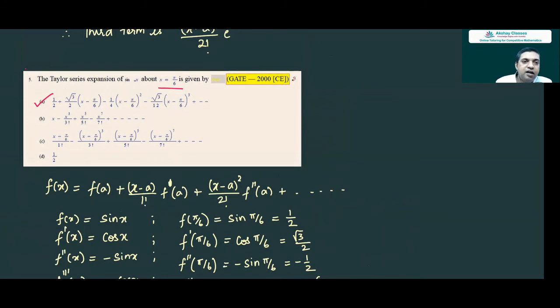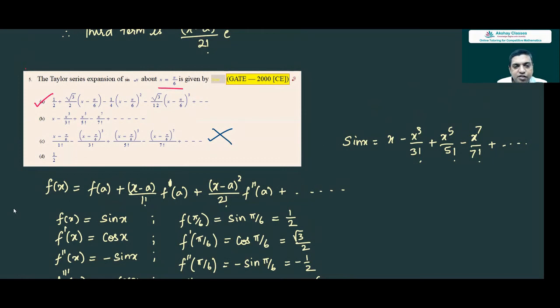Now students generally in haste can make this mistake that sine x is x minus x cube by 3 factorial plus x power 5 by 5 factorial minus x power 7 by 7 factorial, and so on. So if I have to expand about x equal to pi by 6, I replace x by x minus pi by 6, x minus a. That's a mistake, because this is the expansion for Maclaurin series about x equal to 0. So these terms are derivatives at x equal to 0. Whereas in this case, the derivatives will be at pi by 6. So therefore, the expression comes out completely different. If we try to do this shortcut, we may think that this is the answer, but this is actually not the answer.